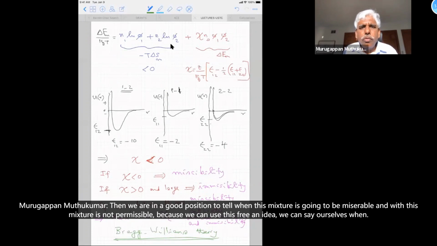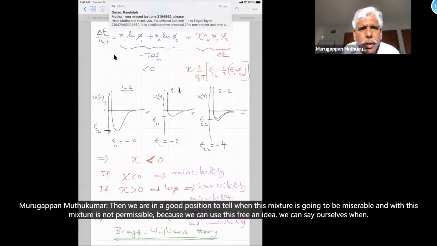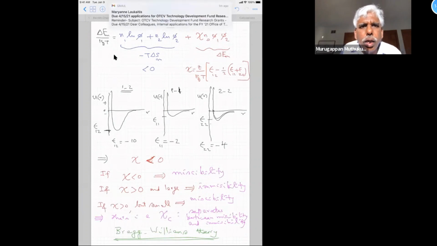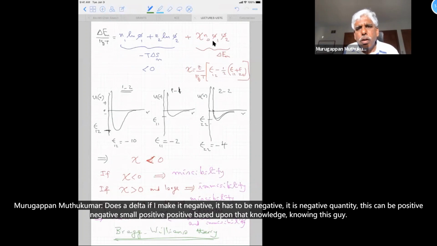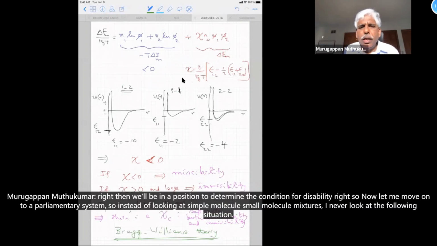Because we can use this free energy, we can say when this delta Fm by kT is negative. It has to be negative. This is a negative quantity. This can be positive, negative, small positive, large positive. Based upon that knowledge, knowing this chi, we'll be in a position to determine the condition for miscibility, right? So now let me move on to a polymeric system.